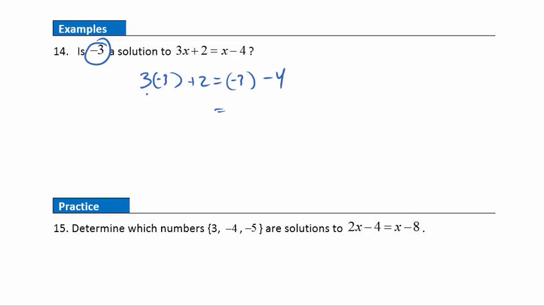Now I'm just going to go through and simplify each of these two sides. So I'd say, okay, 3 times negative 3 is going to give me negative 9. On the right side, negative 3 plus a negative 4 is going to give me negative 7. Left side, negative 9 plus 2 is negative 7. Then I would say, yes, hooray. Negative 3 is a solution.